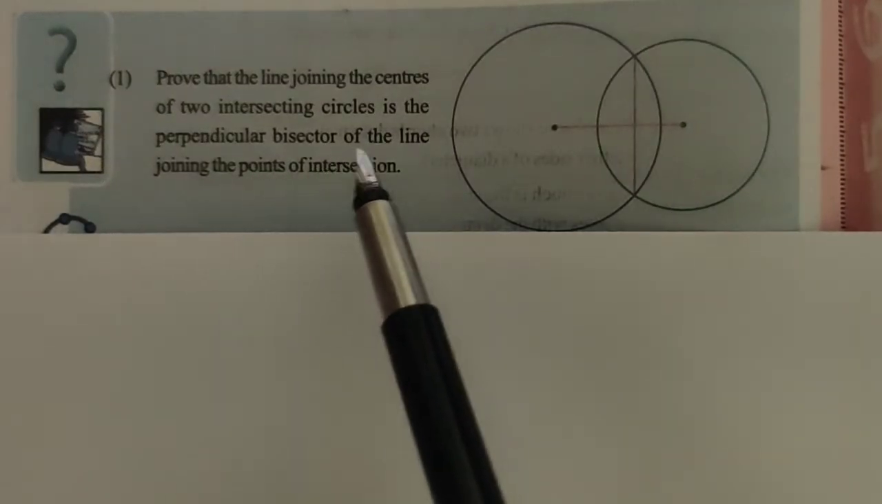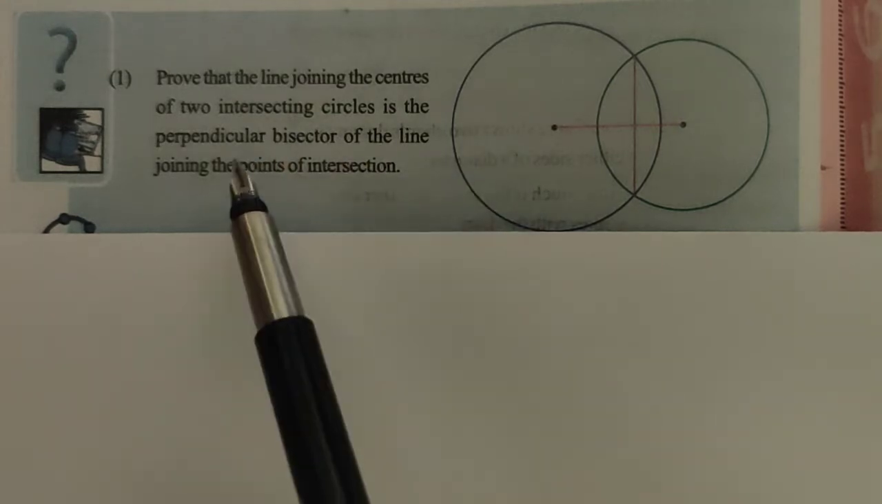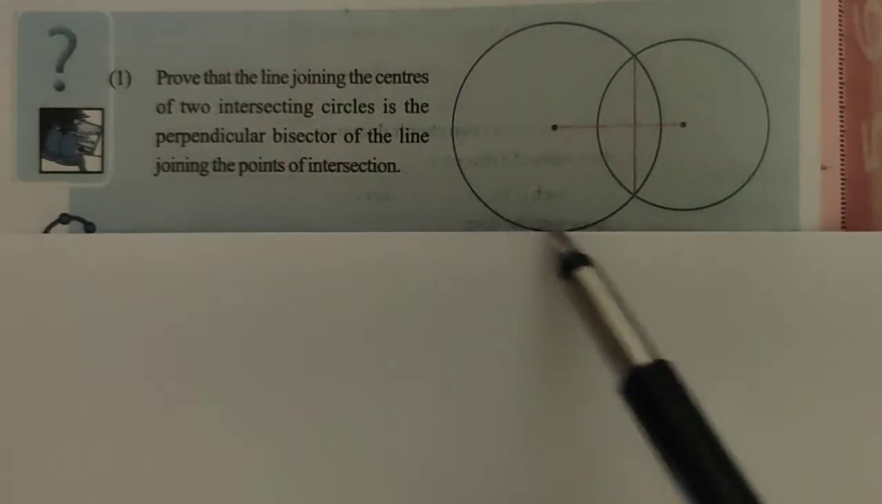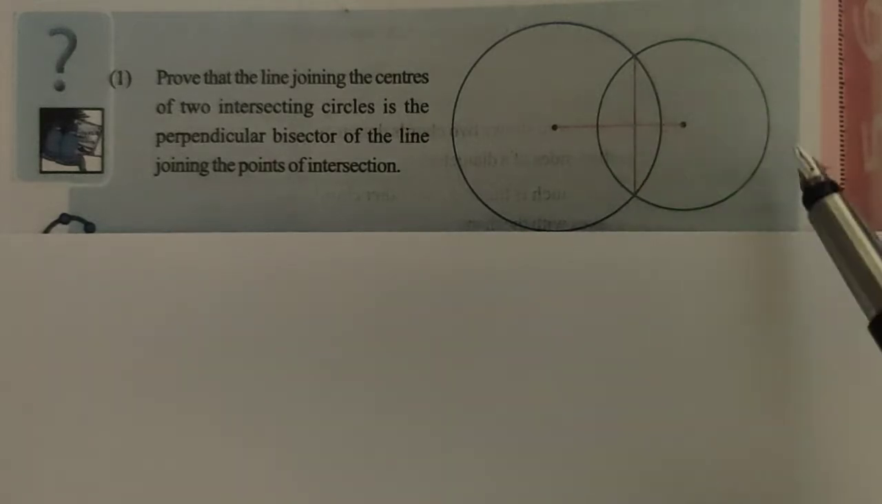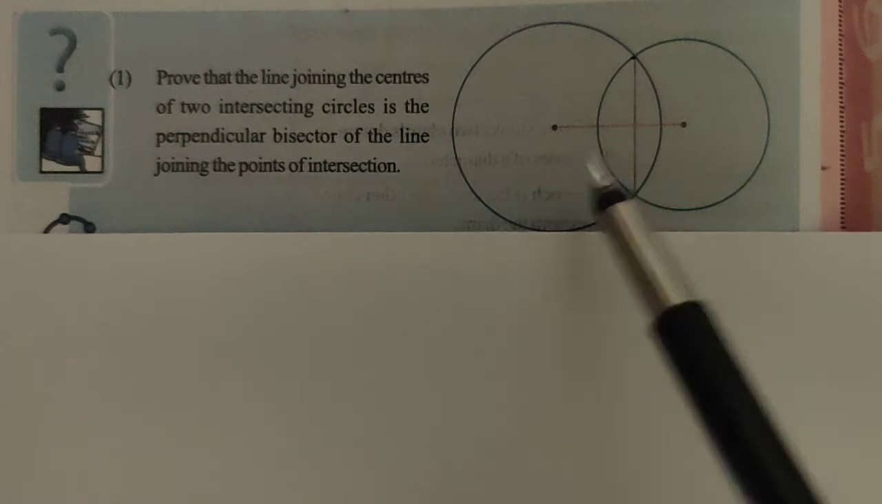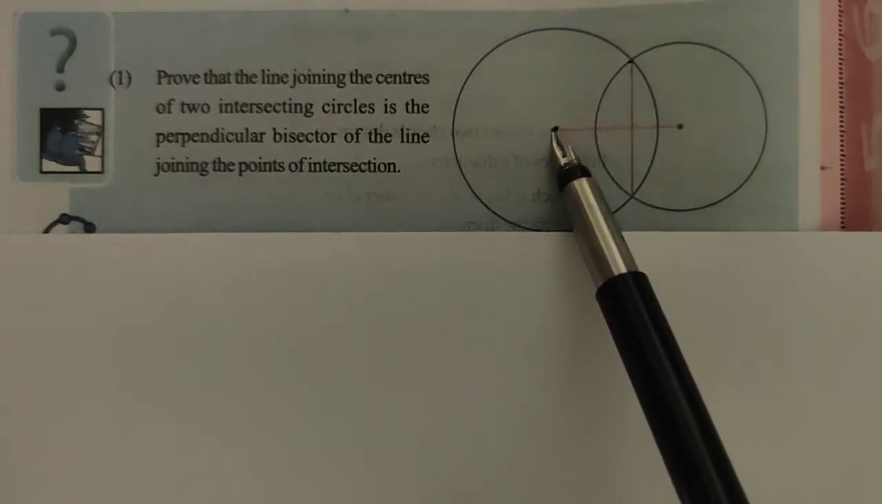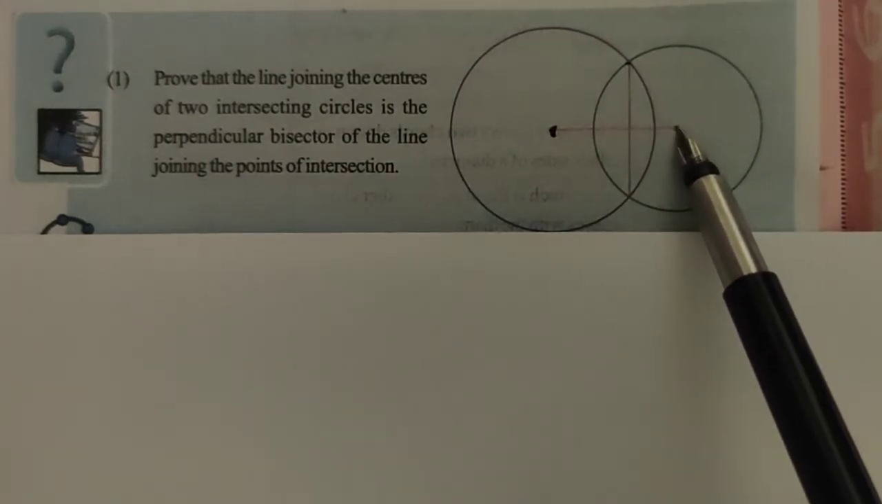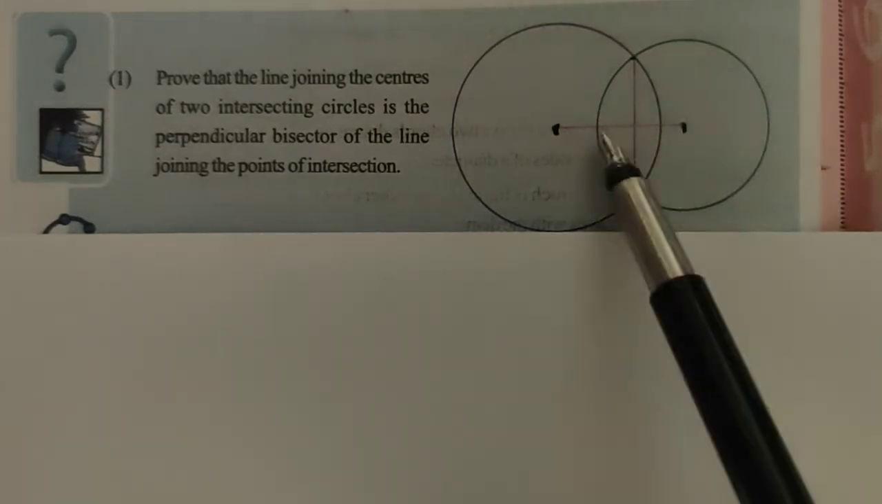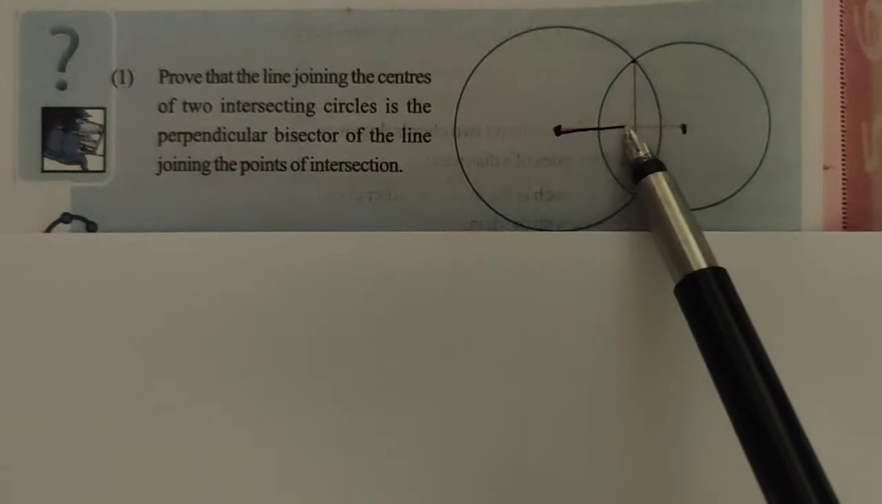Prove that the line joining the centers of 2 intersecting circles. You can see 2 intersecting circles, one big and one small here, intersecting at these 2 points. The line joining centers means this line specified here. Therefore, this line is specified here.